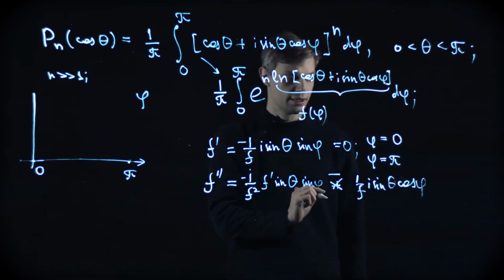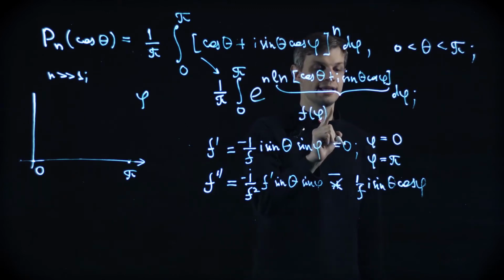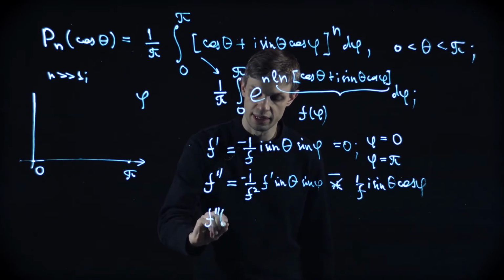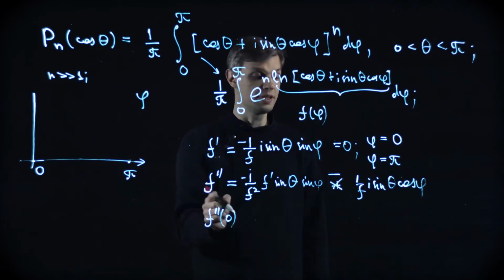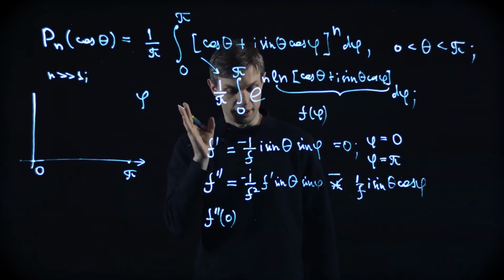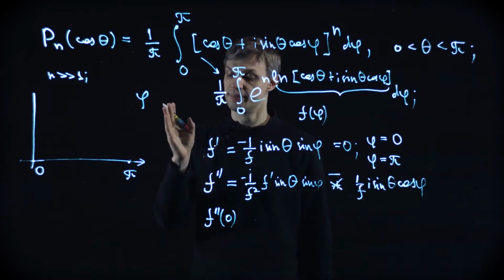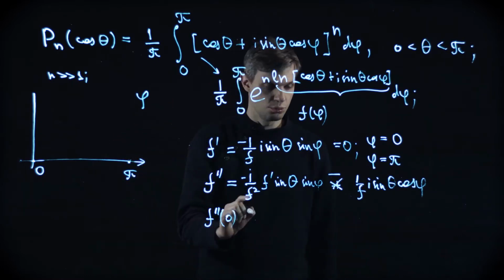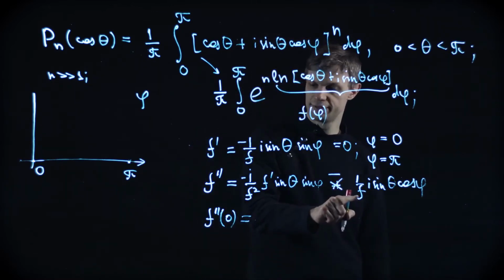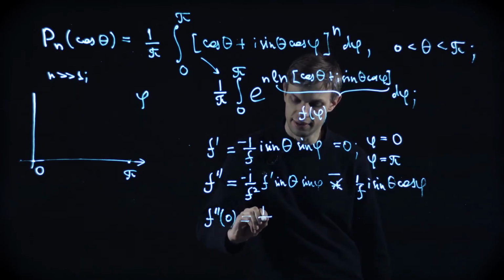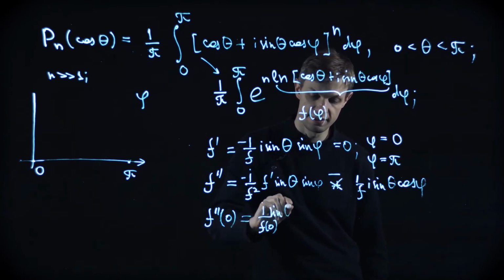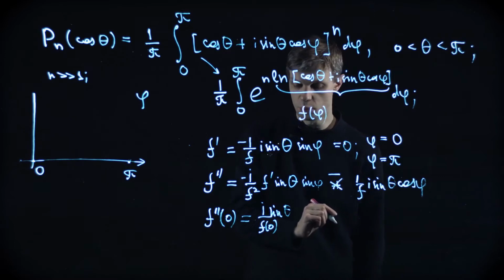Right, so we need the direction at two points, 0 and pi. Let's compute the second derivatives at 0. Why do we need these values? Because these second derivatives help us to find the steepest descent directions. So f double prime of 0 is simply 1 over f at 0, times i times sine theta, and cosine of 0 is 1.